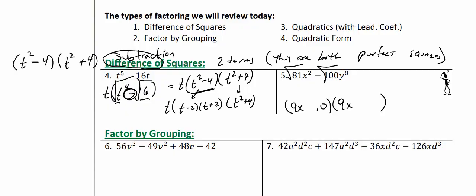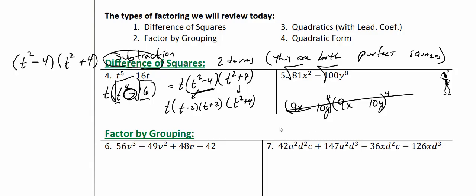And y to the 8, the square root of y to the 8, remember it's y to the 4. And if some of you guys are like, well, how do I get y to the 4? Like, how do I know that? Remember, when I'm square rooting a variable, I just divide the exponent by 2. If it's even, I just divide it by 2.